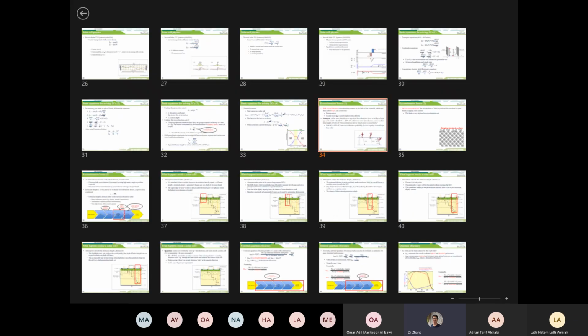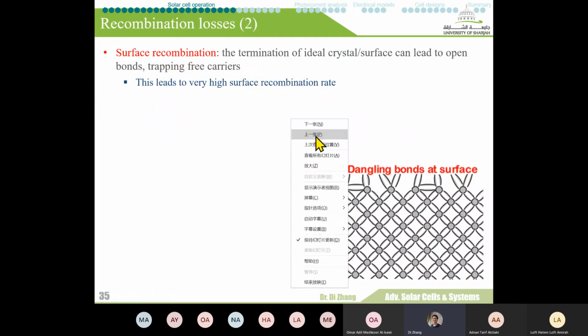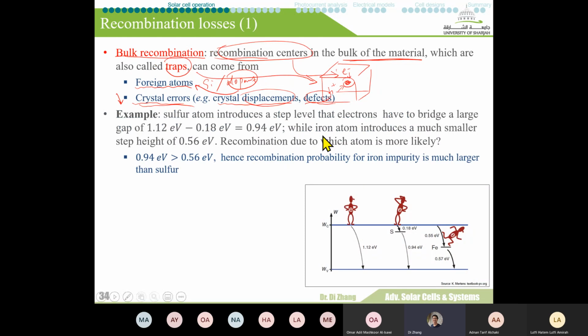So here we have an example. It's not exactly a calculation example, but this is the idea. Okay, let me go back to the previous slide. So we know that the band gap for silicon is 1.12 electron volts, which is very typical for the silicon material.